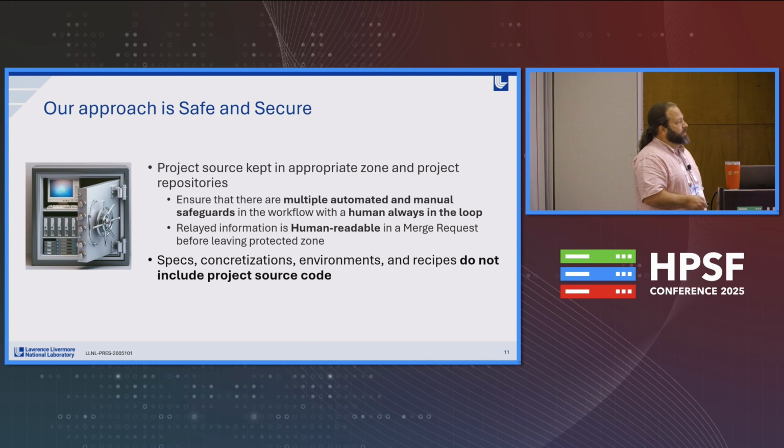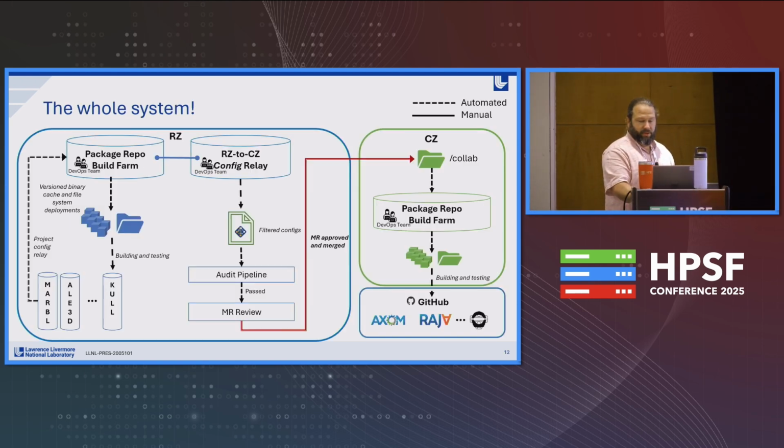And the related information, it's very important that it's human readable. I don't want to jump through a bunch of hashes or YAML files that I can't read. It needs to be something that I can understand looking at it in a PR. And you guys all know this, but managers don't: specs, concretization, environments, and recipes do not include project source. So that does not get relayed in the configuration relay. So what does this look like?